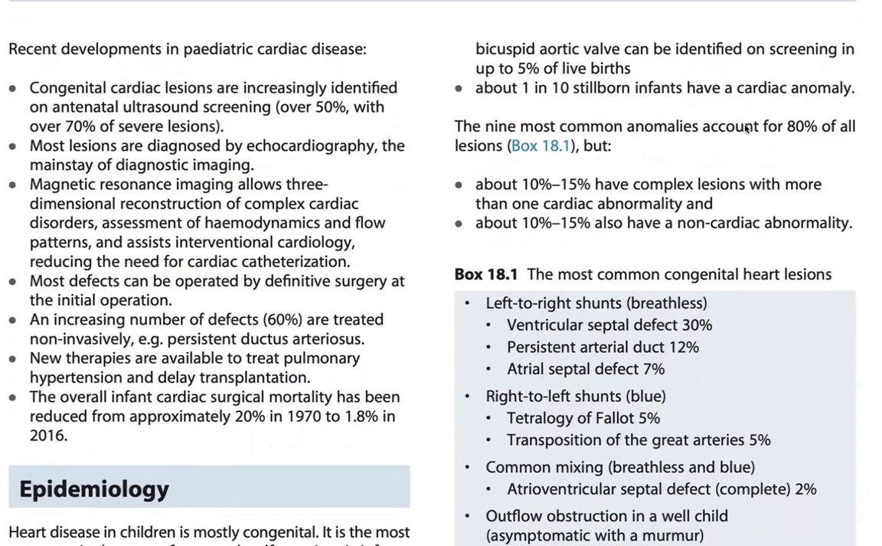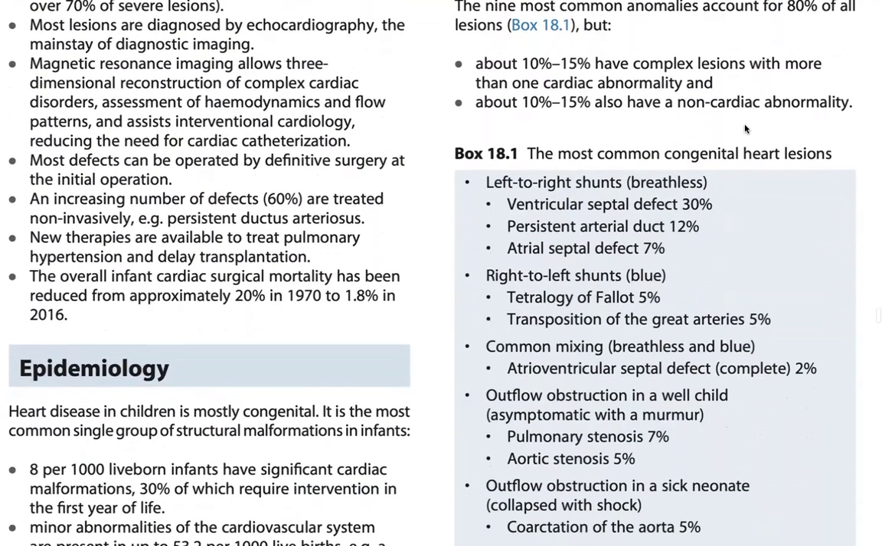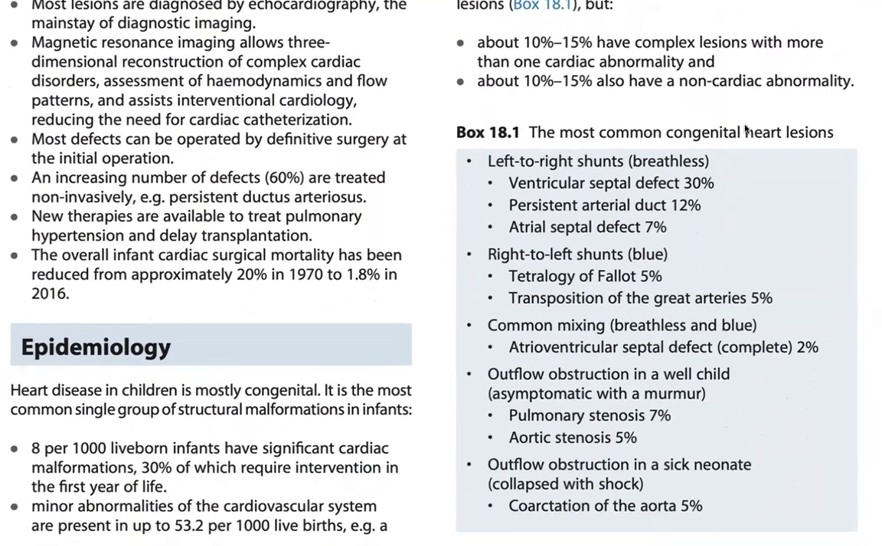The 9 most common anomalies account for 80% of all lesions, but about 10 to 15% are complex lesions with more than one cardiac abnormality. About 10 to 15% also have a non-cardiac abnormality. The most common congenital heart diseases are left to right shunts, causing breathlessness: VSD, persistent arterial duct, and ASD. VSD is 30%, persistent duct is 12%, followed by right to left shunts, which cause blue babies.